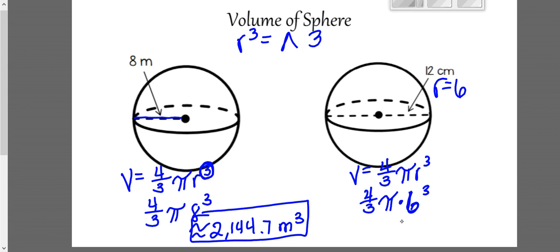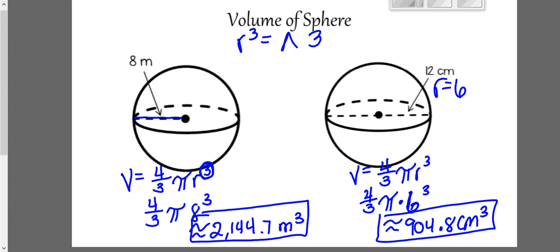You should get approximately 904.8 centimeters cubed. So make sure that you use your calculator to check that. If you need to pause and go back through these problems, please do that so you can make sure that you are able to type these into your calculator.